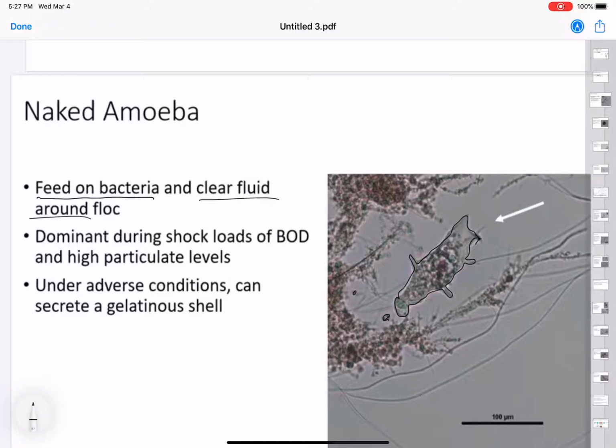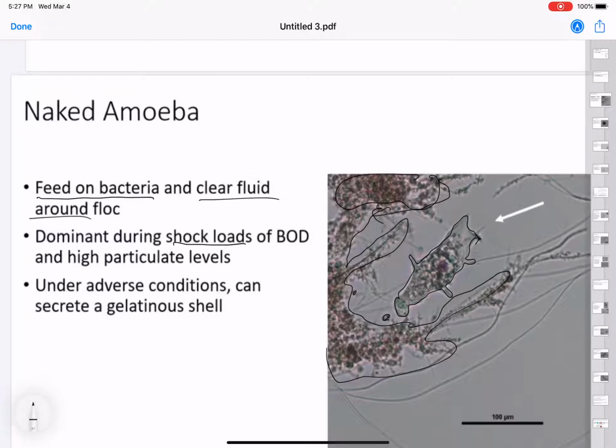See, these are the flocs. So the fluid around the floc, all over. This is a huge, big floc. This solid particle is a floc. And this amoeba is dominant during shock loads. So if you have a shock load, you will see a lot of amoeba.